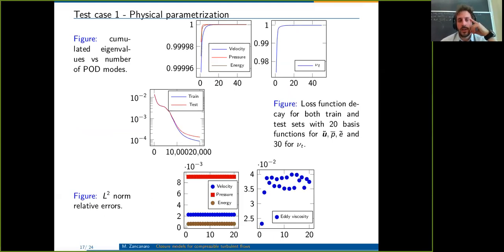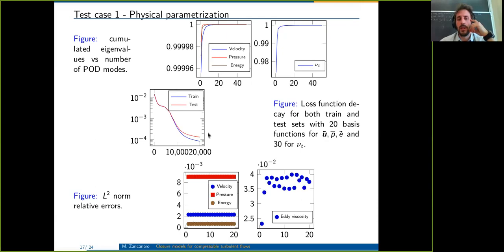So here are the first results. On the top row, you can find the trend for the eigenvalues for all the variables, so velocity, pressure, energy, and the viscosity. And they are very useful because you have to understand how many basis functions you need for every different variable during the online stage. So we selected 20 modal basis functions for all U, P, and E, while 30 modal basis functions are used for the eddy viscosity.